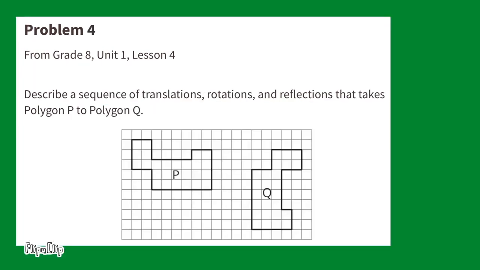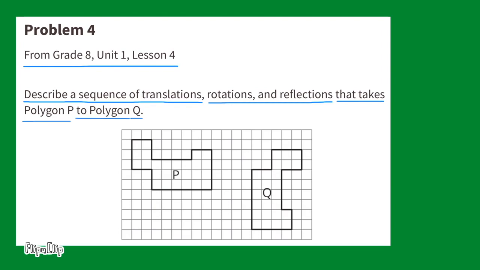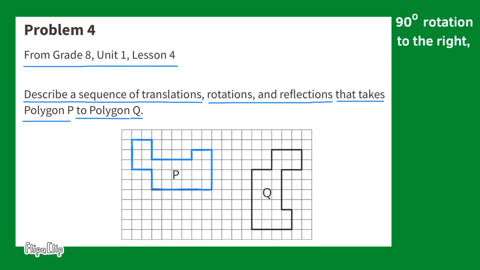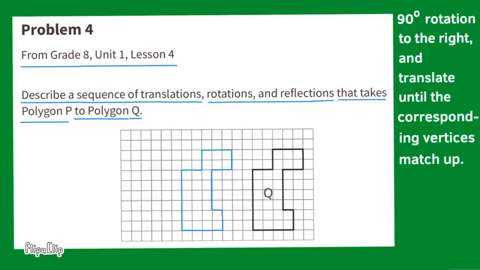Problem number 4 from 8th grade Unit 1 Lesson 4. Describe a sequence of translations, rotations, and reflections that takes polygon P to polygon Q. A 90 degree rotation to the right, and translate until the corresponding vertices match up.